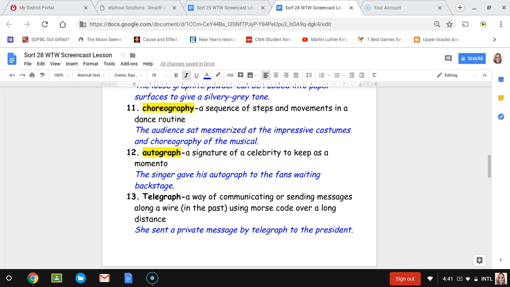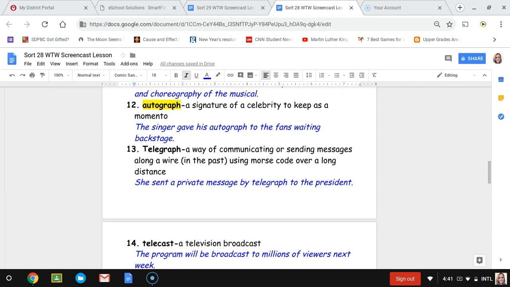Number 13, telegraph. Telegraph is a way of communicating or sending messages along a wire. So it was a way of communicating in the past by using Morse code over a long distance. Morse code would be a series of taps or signals that would be sent over a wire, and they would receive those signals and be able to figure out a message out of that. But it would be a coded message. So not everybody would understand it because not everybody understood Morse code. So the sentence that I have for telegraph is, she sent a private message by telegraph to the president.